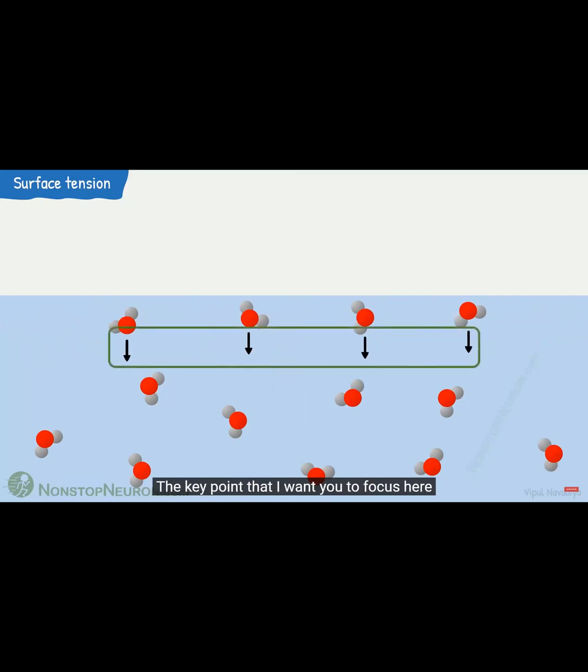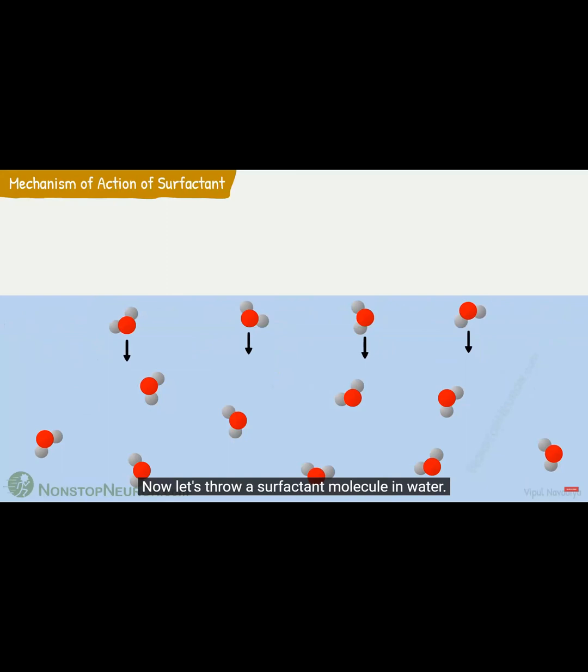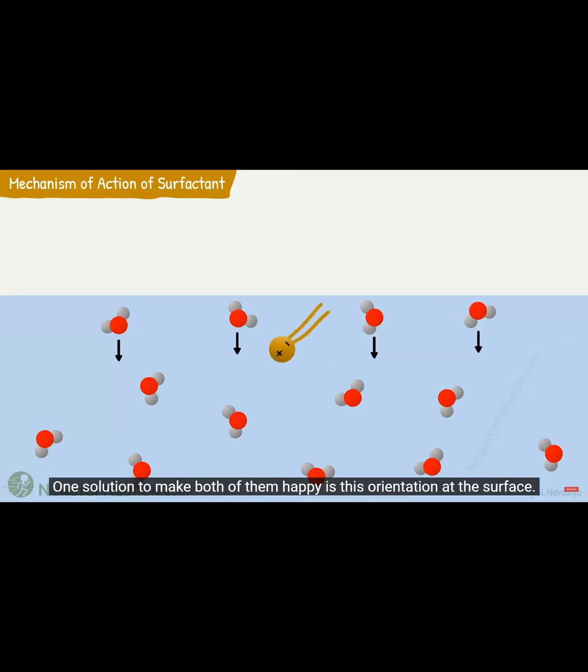The key point that I want you to focus on here is this downward pull on the surface molecules. It's this pull that's causing surface tension. Now let's throw a surfactant molecule in water. In this molecule, the head is hydrophilic, so it wants to stay with water. However, the tail is hydrophobic, so it wants to stay away from water. One solution to make both of them happy is this orientation at the surface.